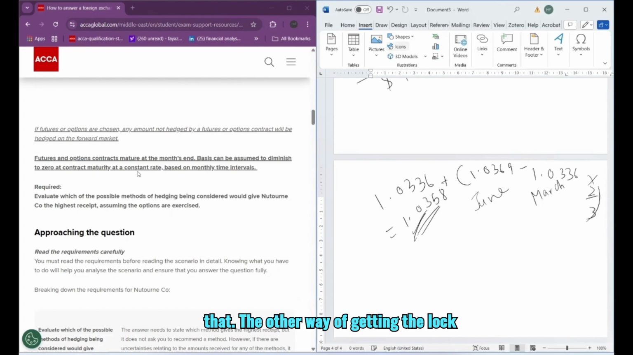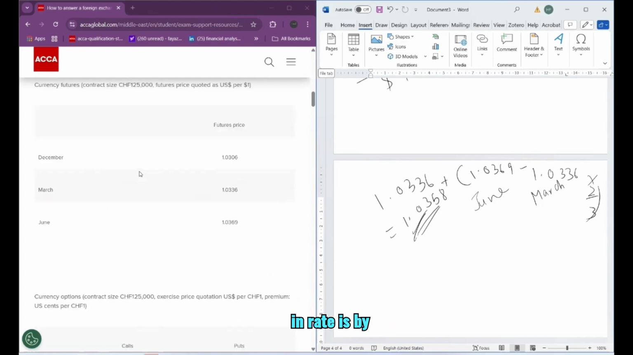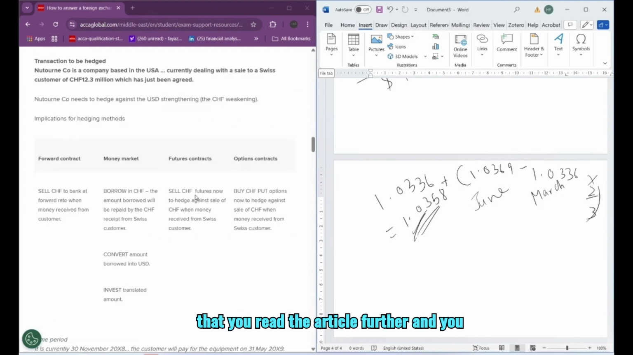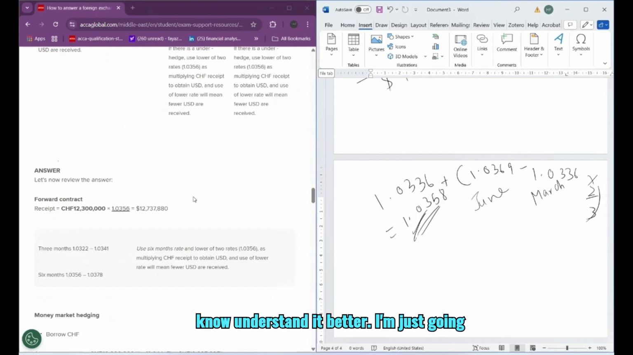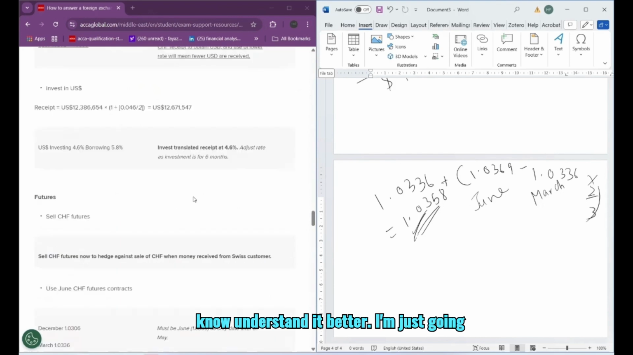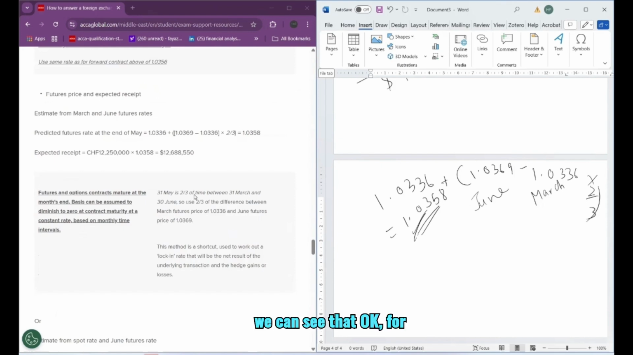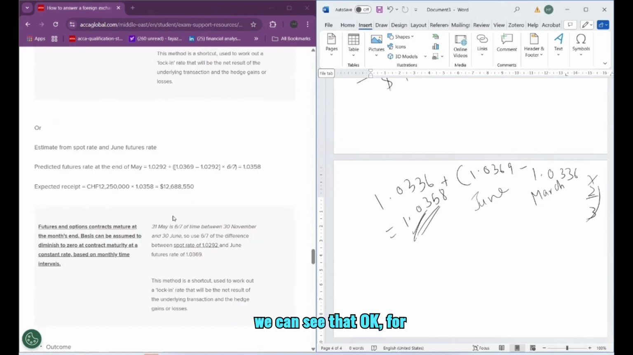The other way of getting the lock-in rate is by considering December futures. Or let us see how they have considered it, so that you read the article further and understand it better. I'm just going to decompose the article for you. So we can see that, for example, if they have considered one, they can even consider the November spot rate.